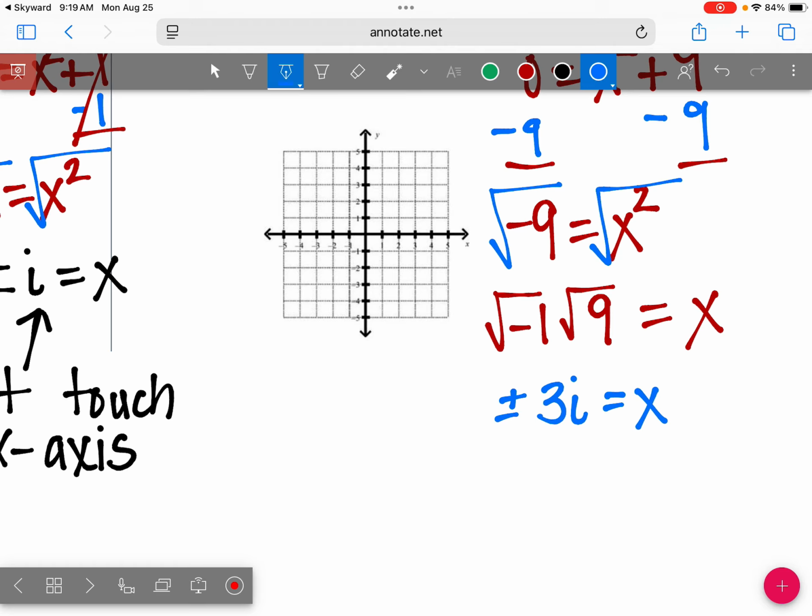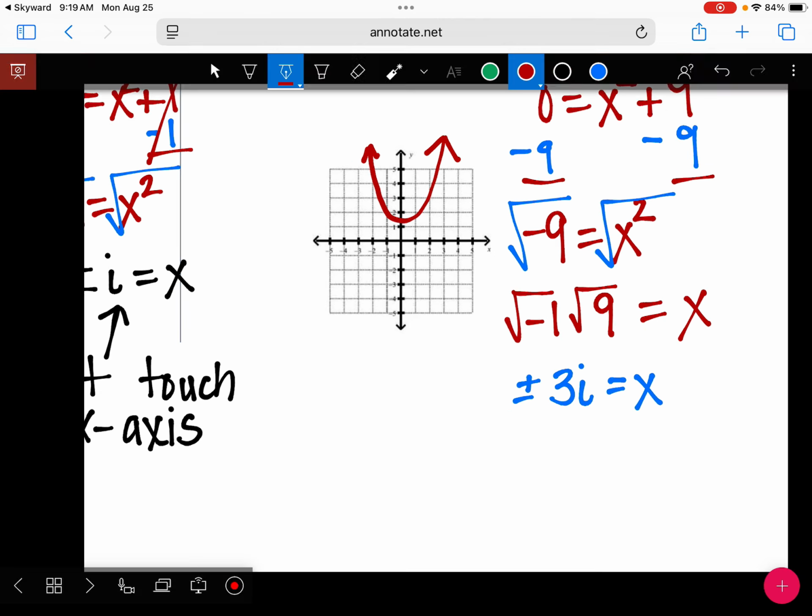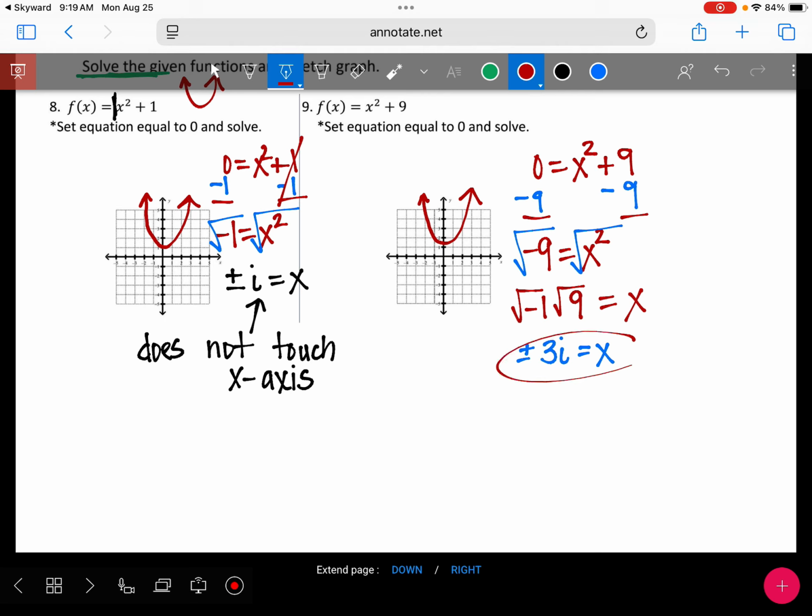So I'm just going to draw this. It can look the same because it's still a smile. It just does not come down far enough to touch x. It makes its U-turn before it touches the x-axis. Any questions?